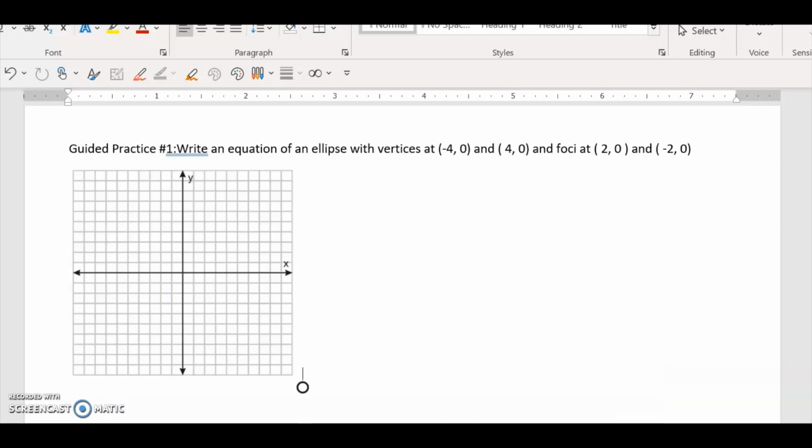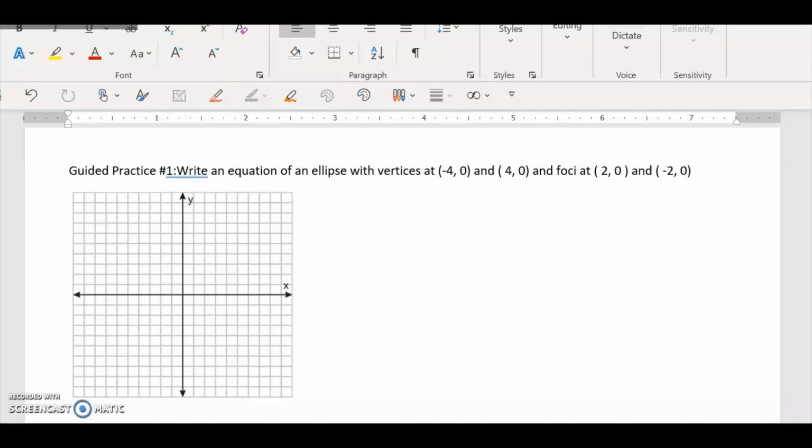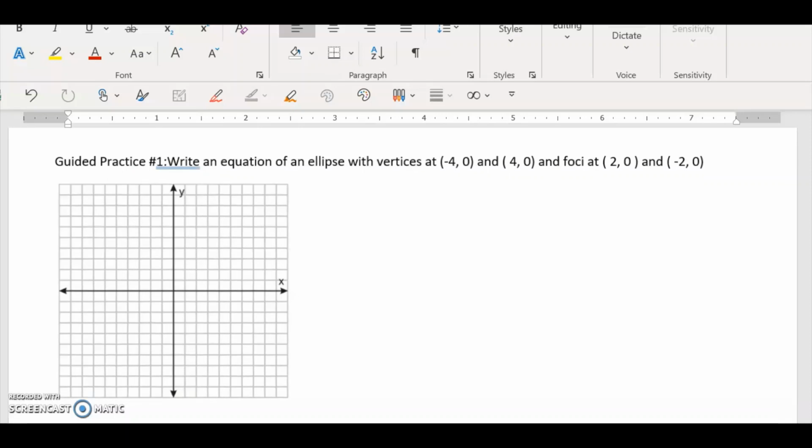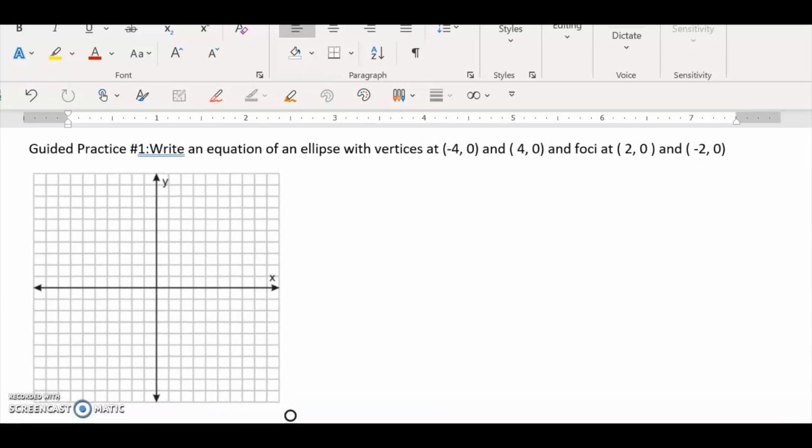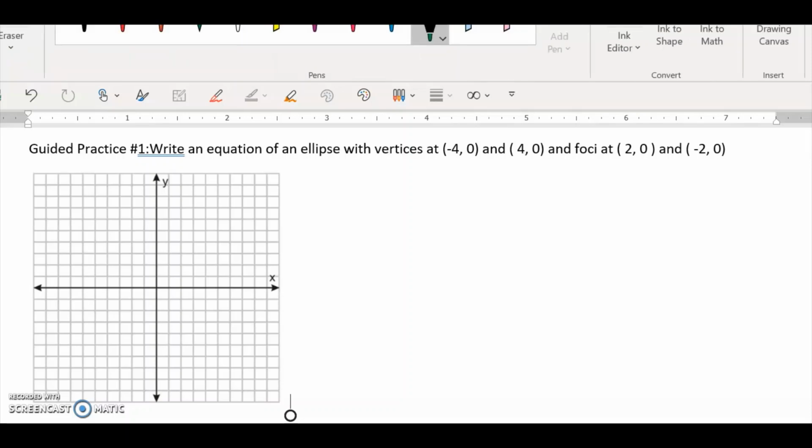Okay, continuing where we left off in 9-4, our notes on ellipses. So guided practice number 1, this is straight out of your textbook, page 616. Write an equation of an ellipse. We've got vertices at -4, 4.